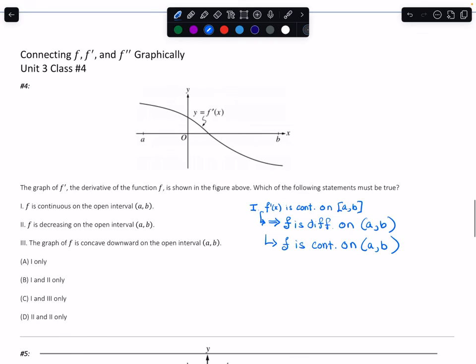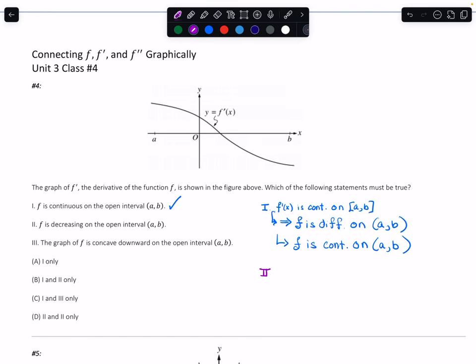I think that is a very tough question. The others are not so bad, but there's a very important life lesson we learn here with statements 2 and 3. So statement 2 says f is decreasing on the open interval from a to b. So in my mind, f is decreasing. That would mean that f prime of x is less than 0, negative.